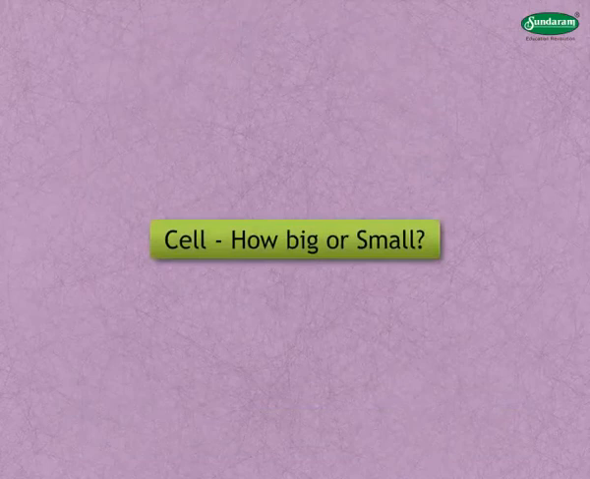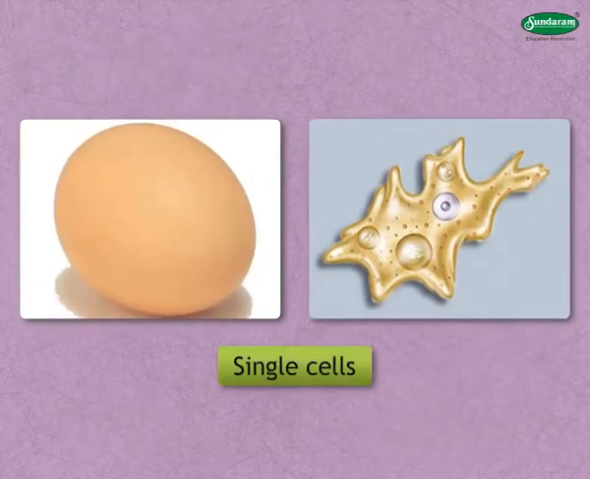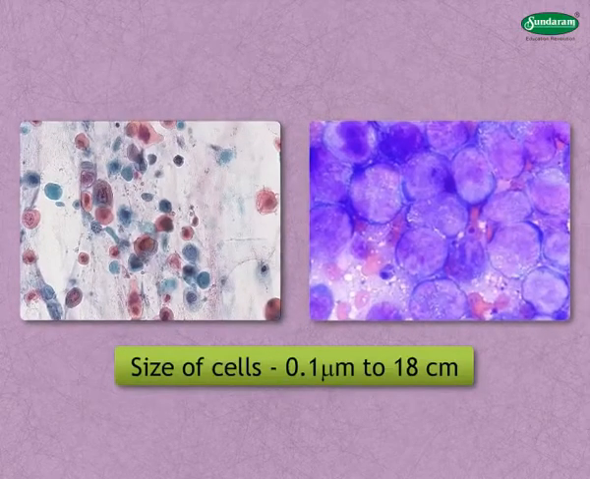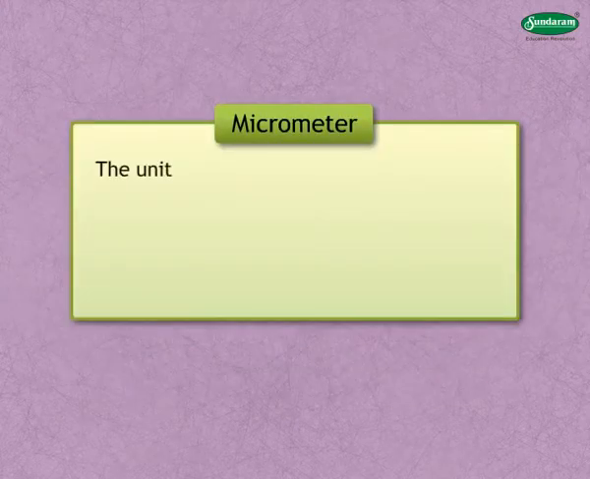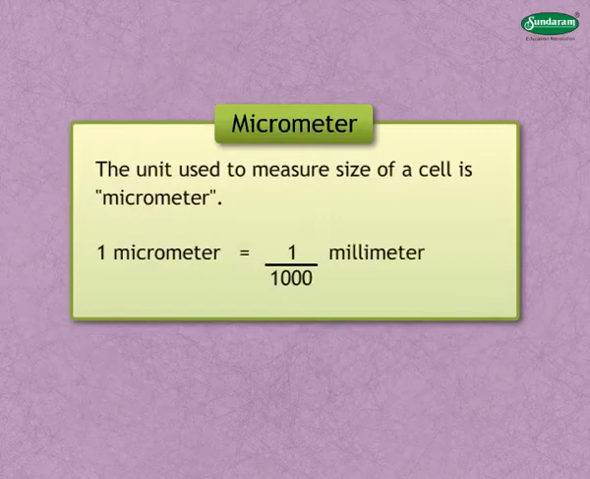Morphology of cells. Cell. How big or small? An egg and an amoeba both are single cells. Size of the cell varies greatly from 0.1 micrometer to 18 centimeters. The unit used to measure size of a cell is micrometer. 1 micrometer is equal to 1 divided by 1000 millimeter.